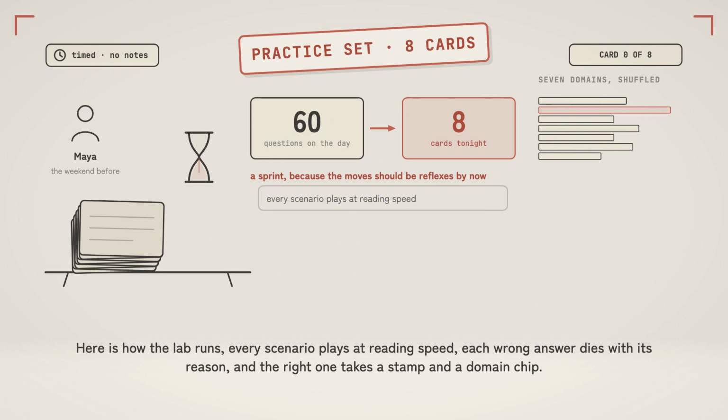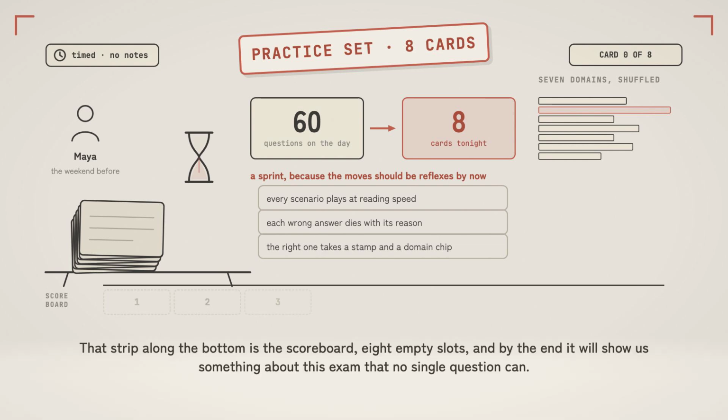Here is how the lab runs. Every scenario plays at reading speed. Each wrong answer dies with its reason, and the right one takes a stamp and a domain chip. That strip along the bottom is the scoreboard, 8 empty slots, and by the end it will show us something about this exam that no single question can.